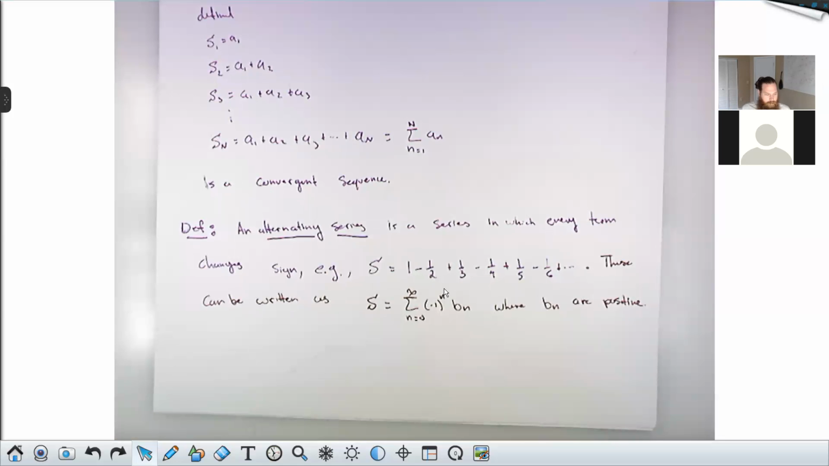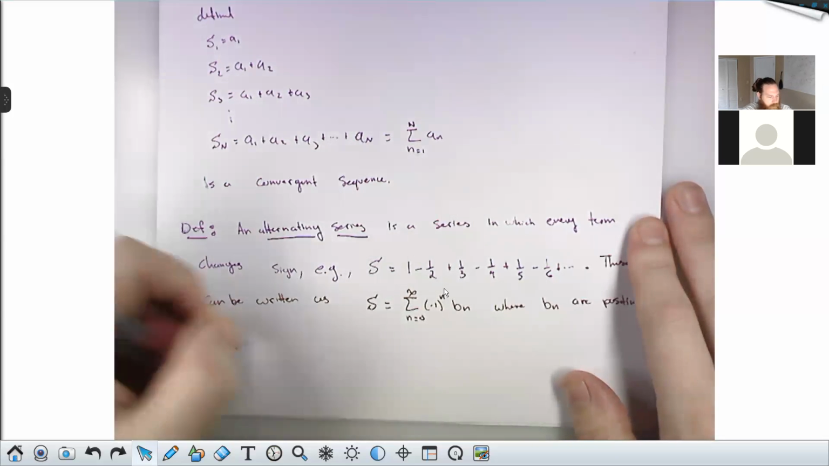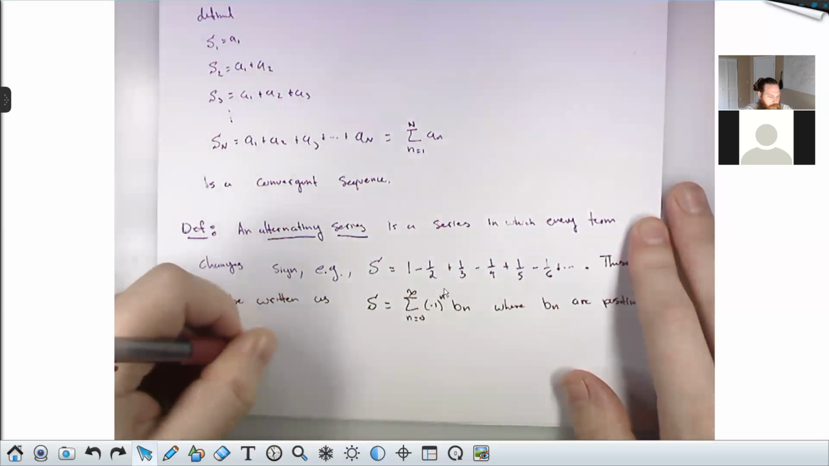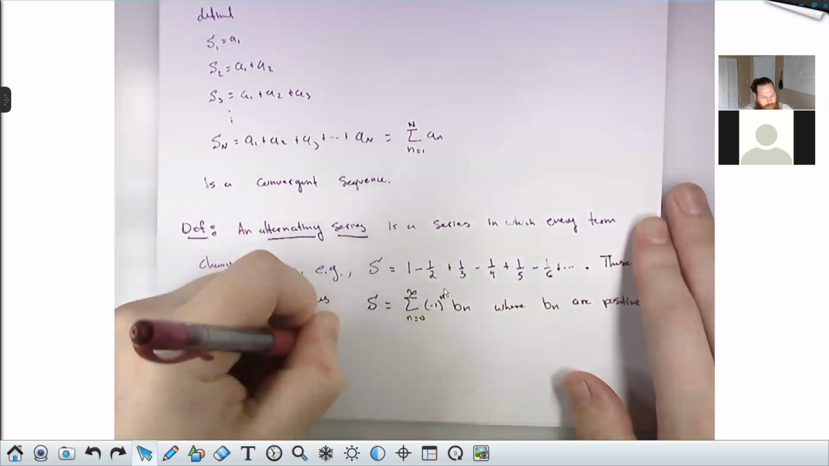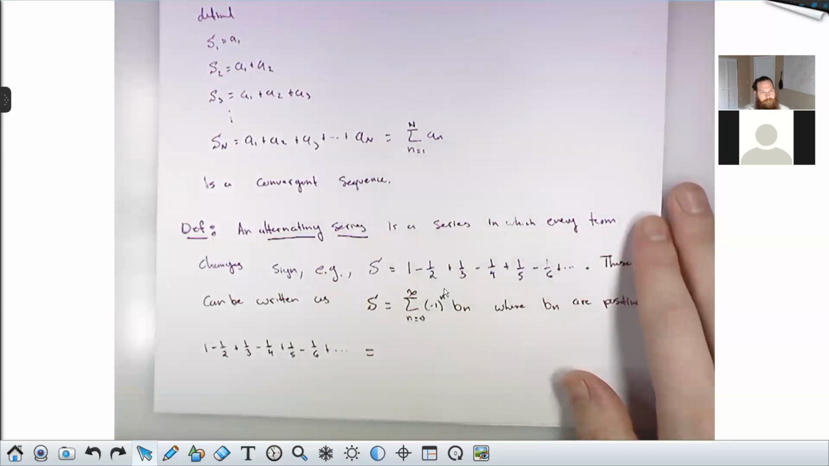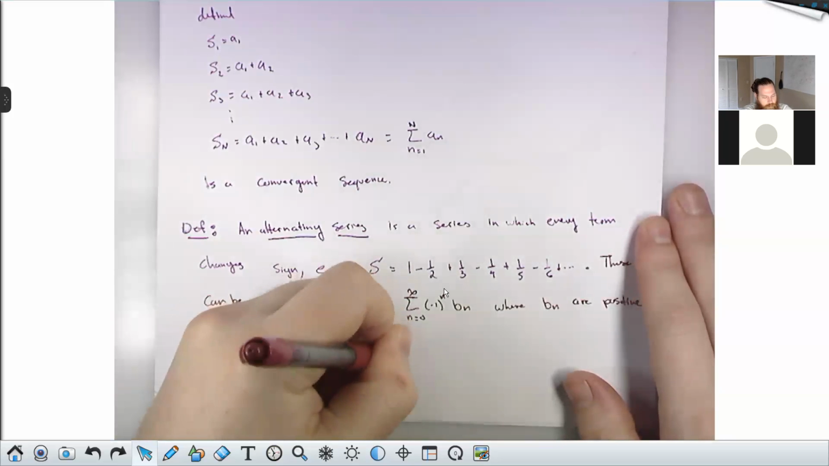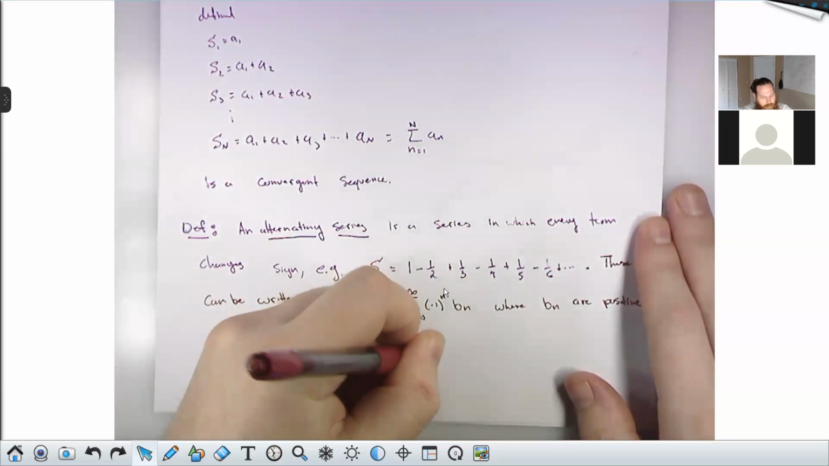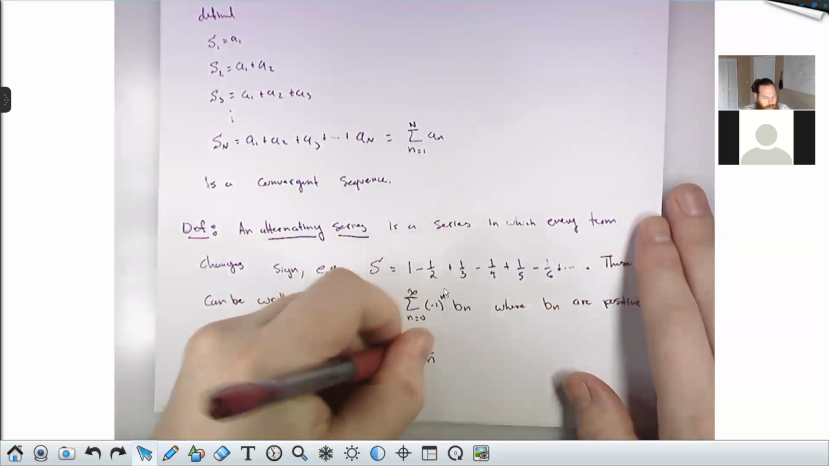If I take the series above, 1 minus 1/2 plus 1/3 minus 1/4 plus 1/5 minus 1/6, and so on, I can write that in sigma notation. There's a couple of different ways. When I look at that, what I see is that the terms look like 1 over n. Right? 1 over 1, 1 over 2, 1 over 3, 1 over 4. But they're flipping back and forth from positive to negative. So there's a power of -1 in here somewhere.